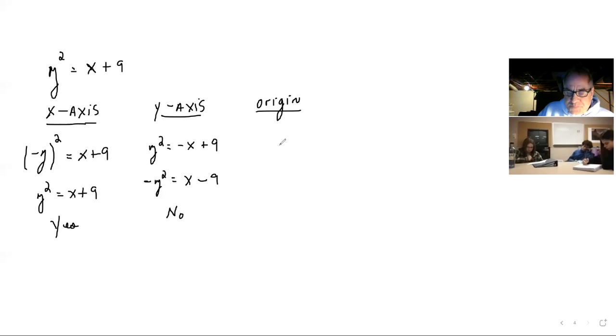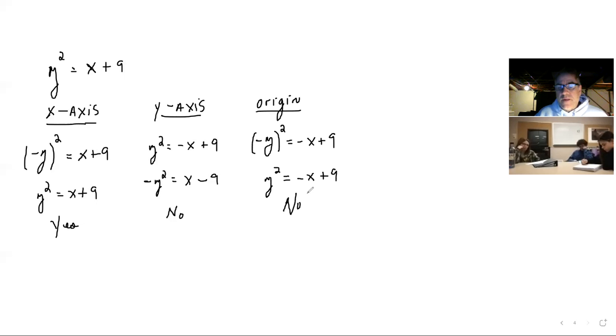For the origin, I put in the opposite of y and the opposite of x. Well, that negative will square out, but I'm right back to where I was with the y-axis. I can get rid of this negative, but I'm going to make both of these negative. So I cannot manipulate it back to what I originally started with. So no, I don't have symmetry about the origin.